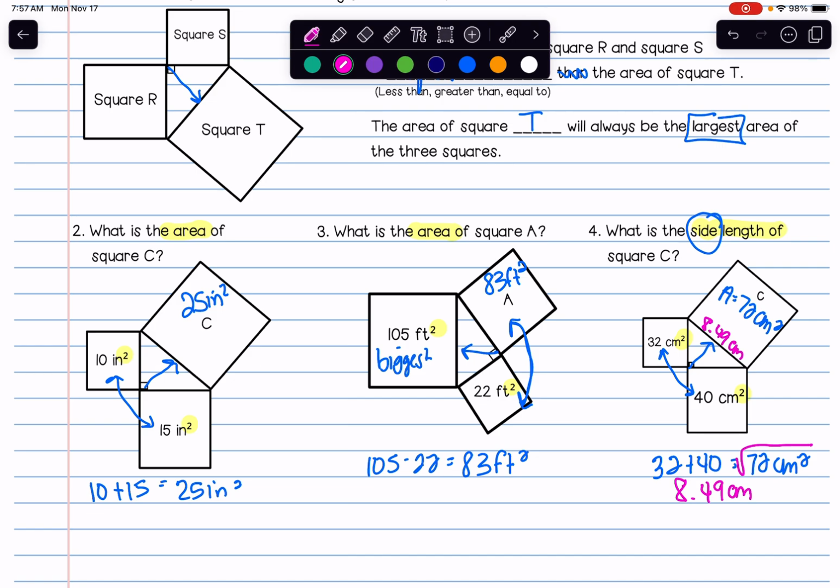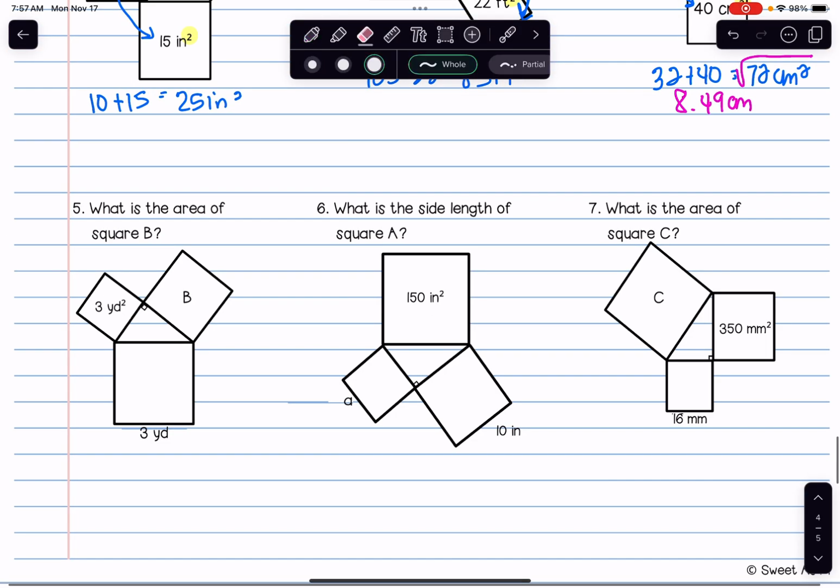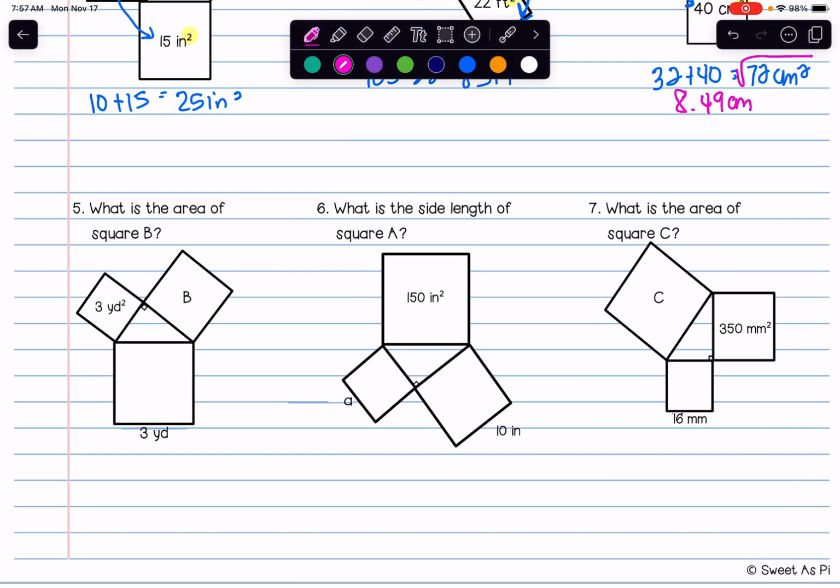So it is all about being careful about, is it asking for the area, is it asking for the side length, and what is it giving you? On this one, they are giving you area and side length, they're mixing it. So I need the areas to be able to compare it. If I have 3 yards, I need the area here of 9 yards squared. I got that by doing 3 squared.